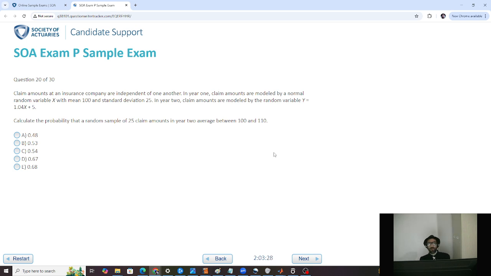Claim amounts at an insurance company are independent of one another. In year 1, claim amounts are modeled by a normal random variable x with mean 100 and standard deviation 25. In year 2, y equals 1.04x plus 5. Okay. So the randomness in y is completely determined by the randomness in x. Calculate the probability that a random sample of 25 claims averages between 100 and 110.